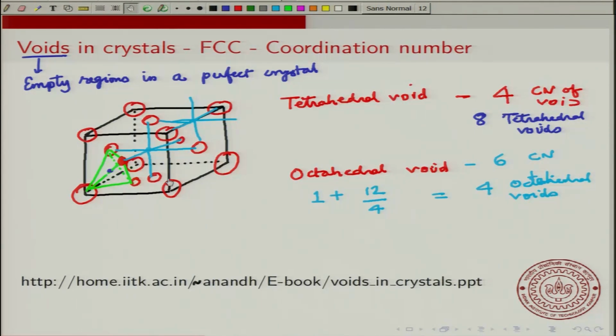Now what is interesting is that you can ask a question about the size of these voids. We can take a line from this corner atom to the void, and if you imagine that there is a little sphere out there, then we can find out the size of that sphere that will fit into this void. It is again very simple geometry to find out the size of the voids.